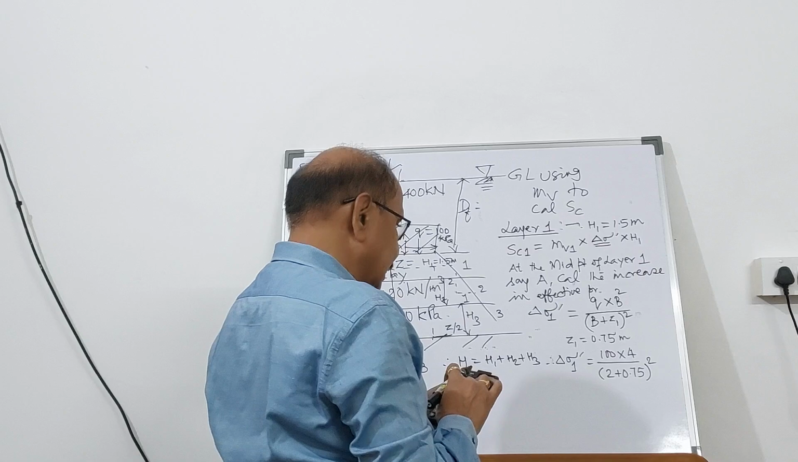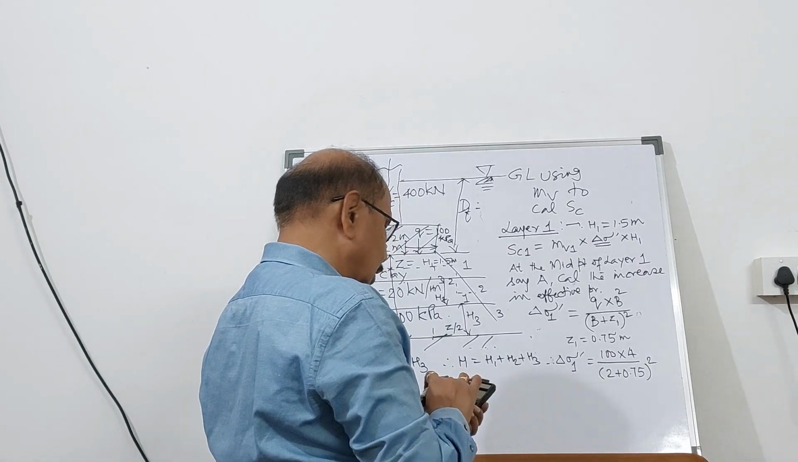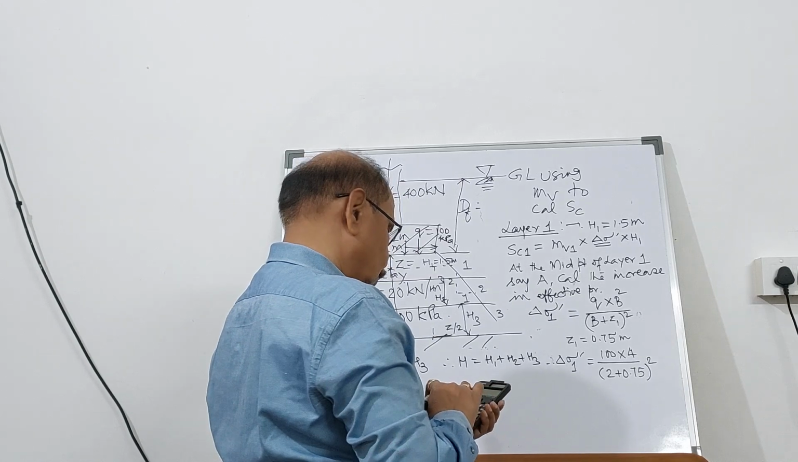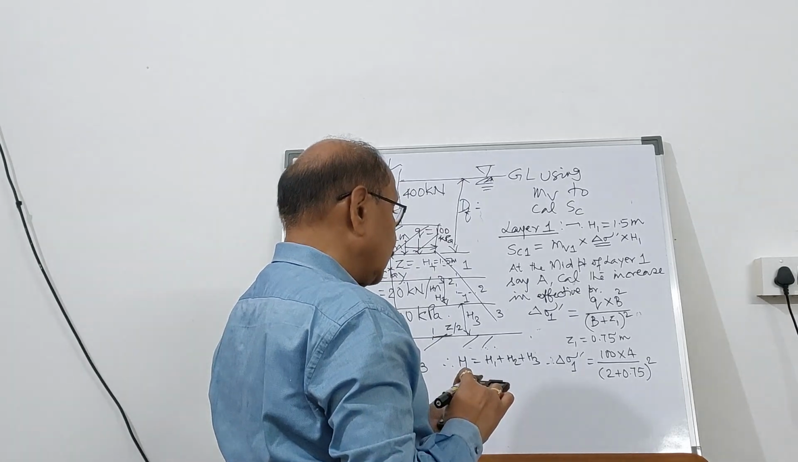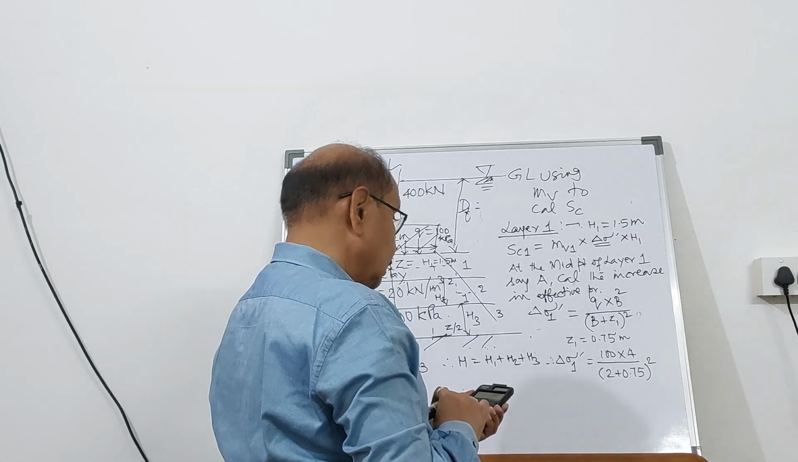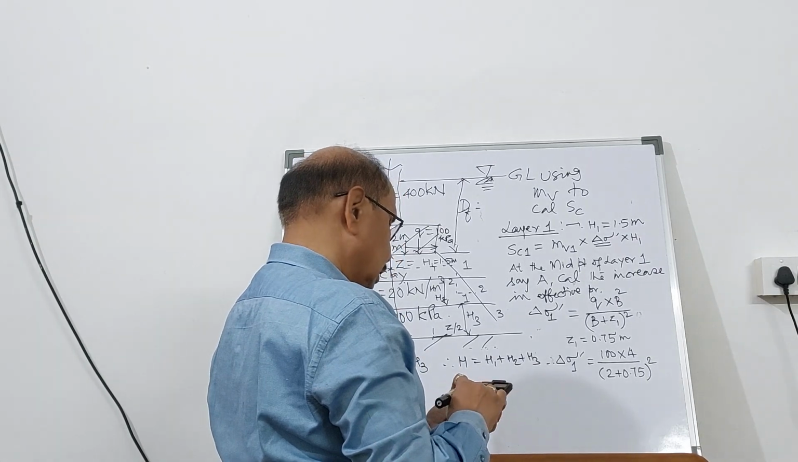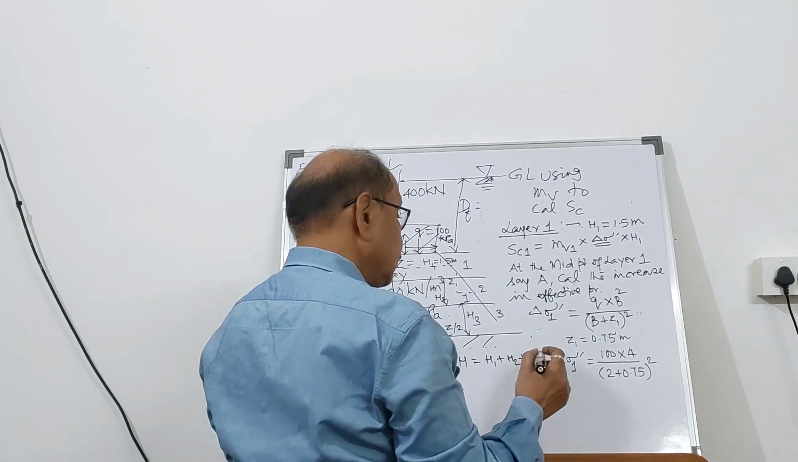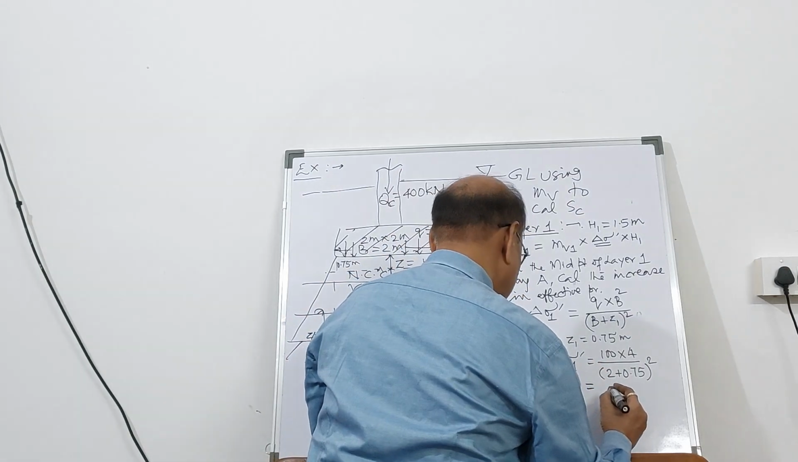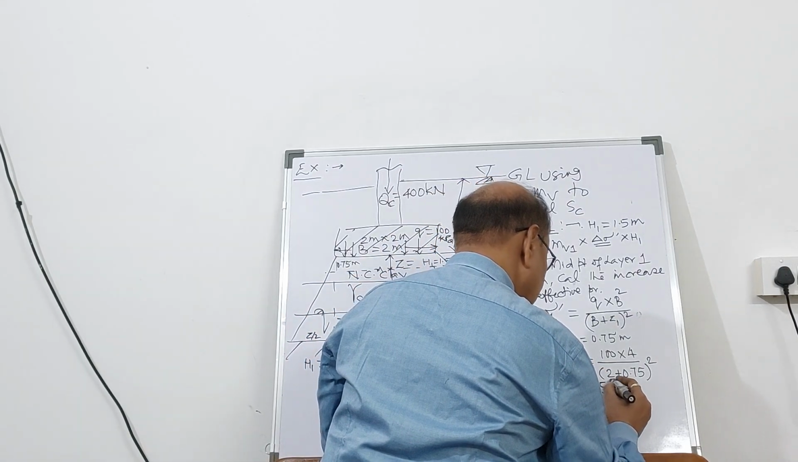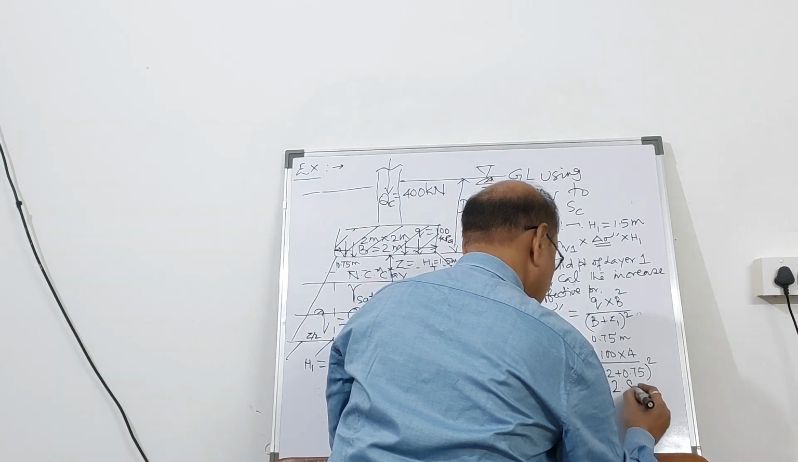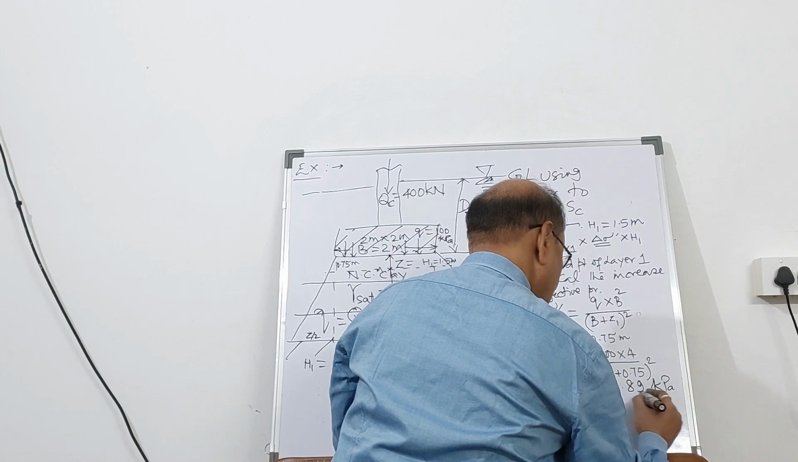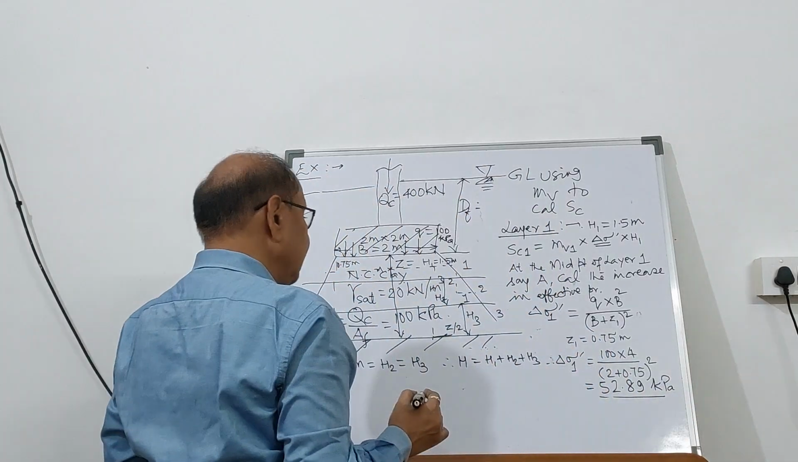Now, if you calculate this, it becomes equal to 400 divided by 2.75 square, which is equal to 52.89 kilopascal. This is delta sigma 1 prime.